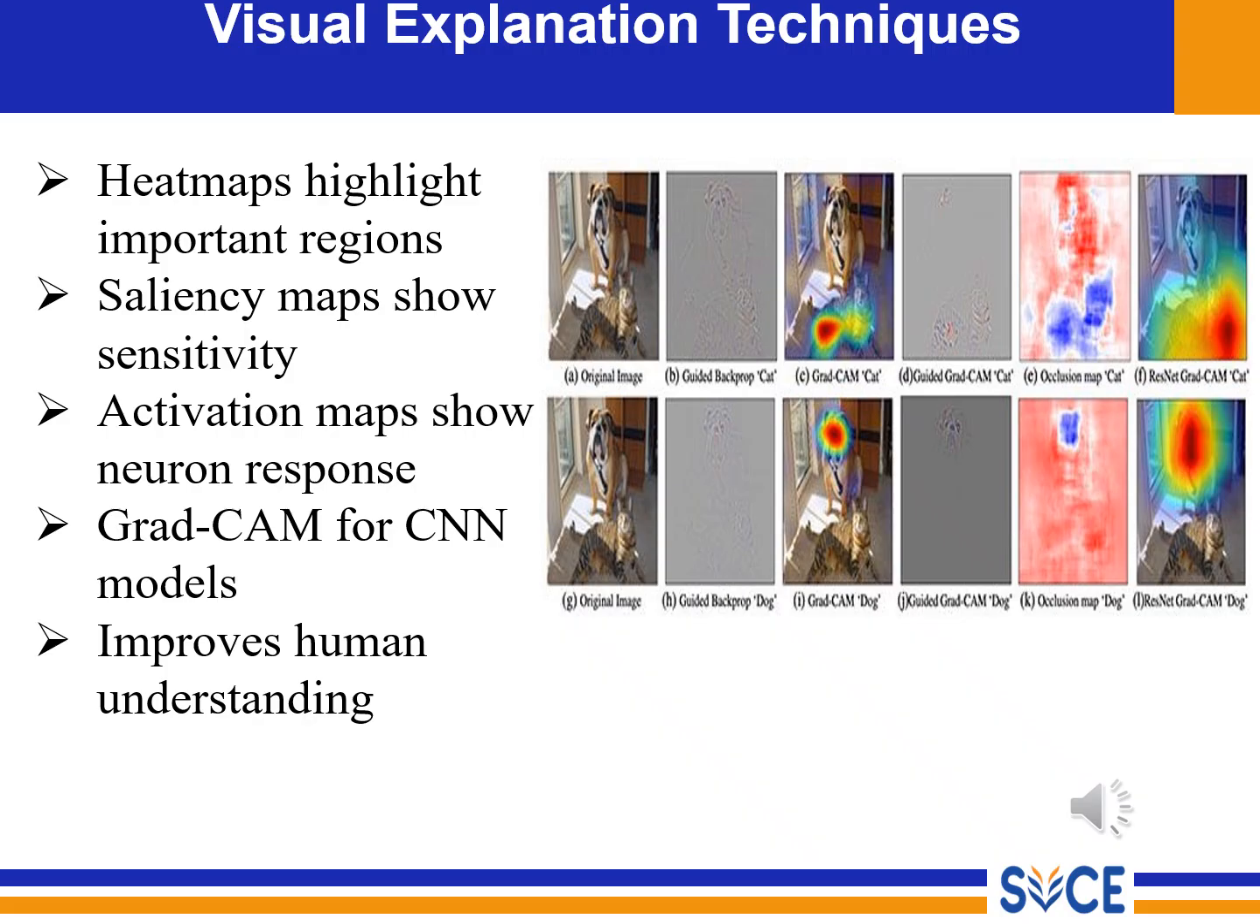Grad-CAM is especially powerful for CNN, convolutional neural network models. It shows exactly which pixels influence the classification. So these visuals dramatically improve human understanding of what a model is seeing.